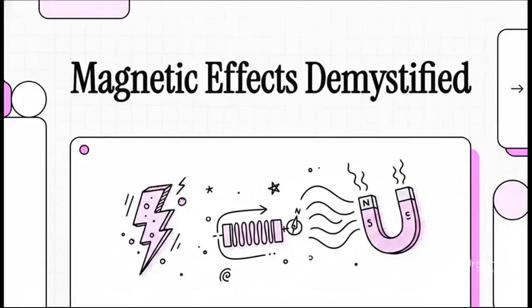Today we're diving into something literally invisible but absolutely crucial to how our modern world works. We're talking about the magnetic effects of electric current. If you're gearing up for your 10th grade science exams, consider this your ultimate plain English study guide. We're going to demystify these invisible forces and make the whole thing super easy to understand.